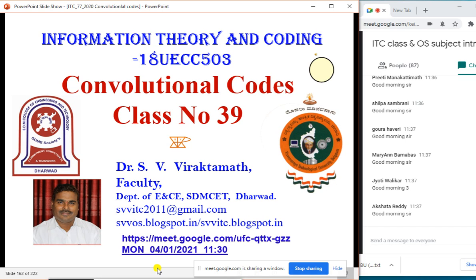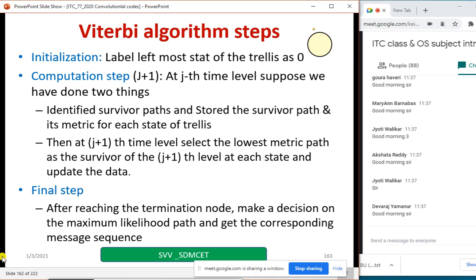Today we'll try to complete the portion of ITC subject. Then we'll give a little introduction to the operating system. So let me continue what we have discussed in the previous class.